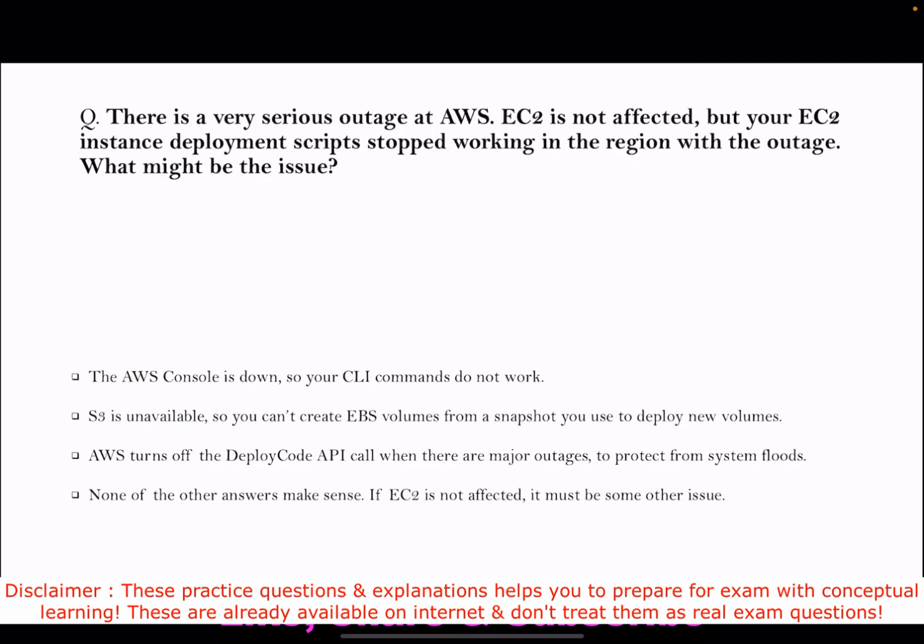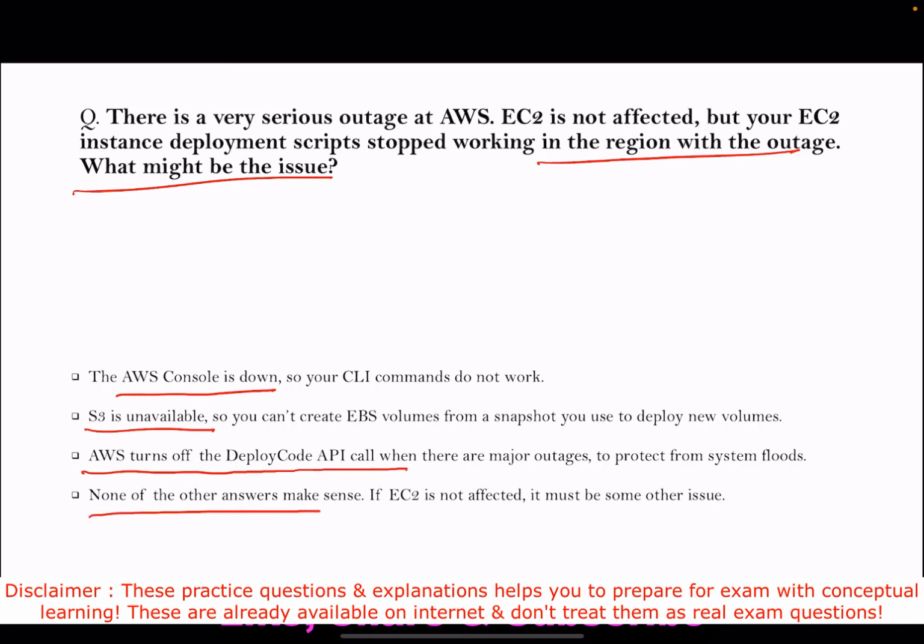There is a very serious outage at AWS. EC2 is not affected, but your EC2 instance deployment script stopped working in the region with the outage. Okay, what might be the issue? The options we have: the AWS console is down, so your CLI commands do not work. S3 is unavailable, so you can't create an EBS volume from a snapshot you use to deploy a new volume. AWS turns off the deploy code API call when there are major outages to protect from system floods. None of the other answers make sense. If EC2 is not affected, it must be some other issue.